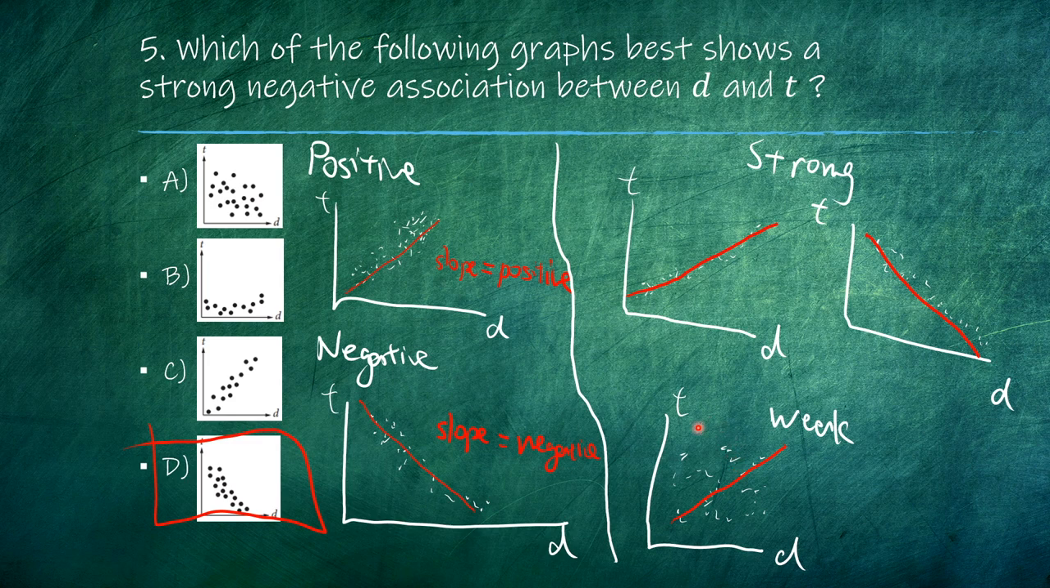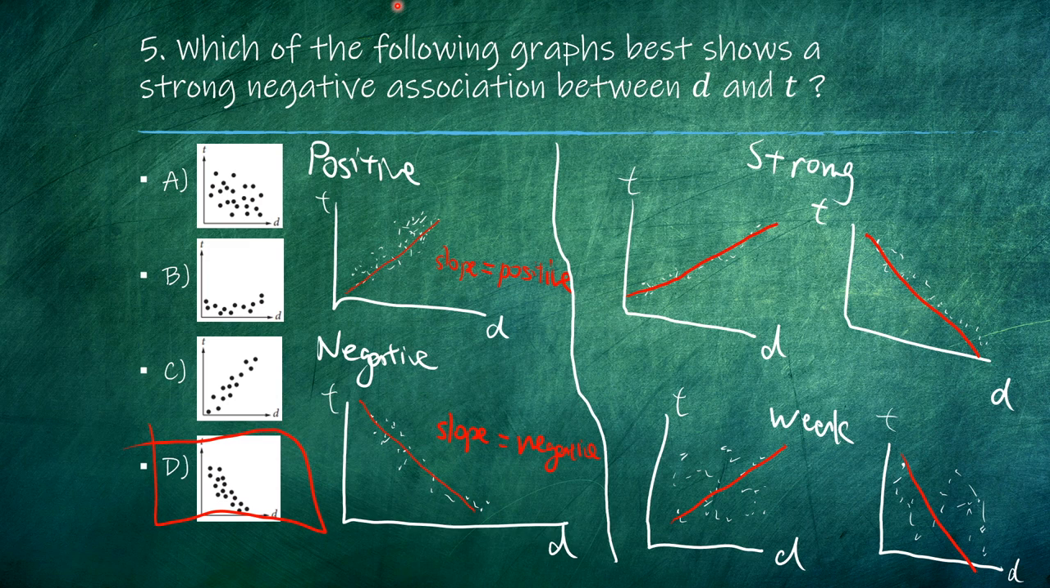And what we call this is a weak positive association. In addition, where we have something like this, where it seems like it has a negative slope, but once again, is not aligned with the center line, we call this a weak negative association.